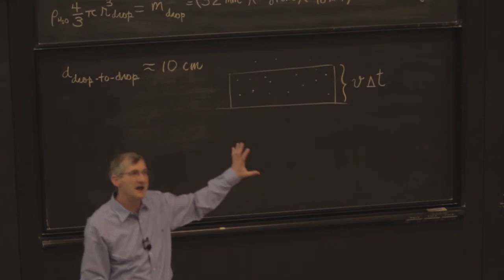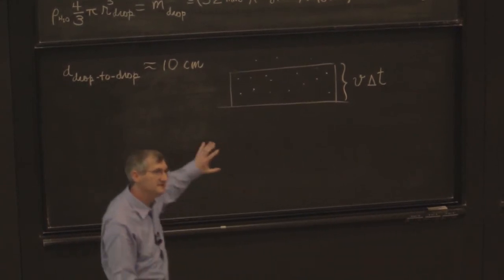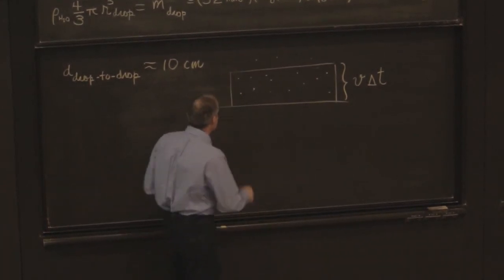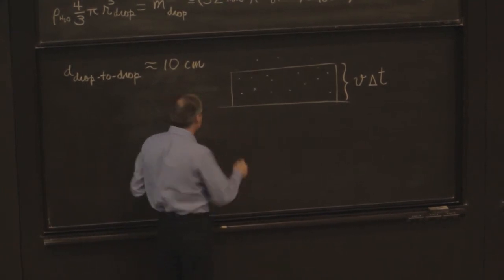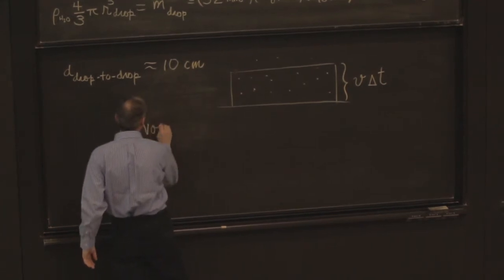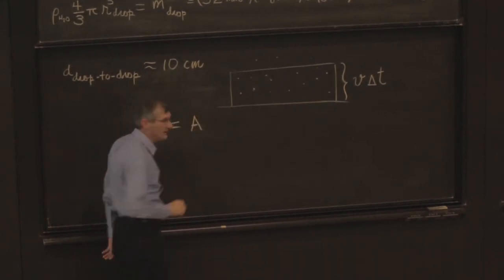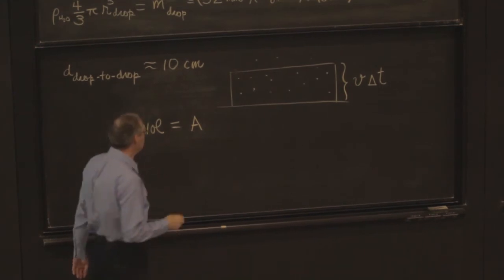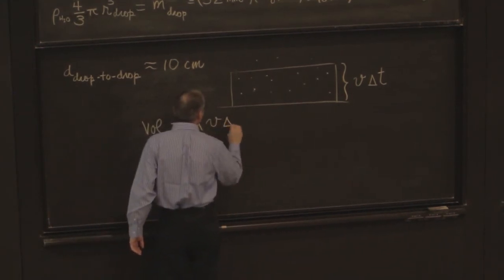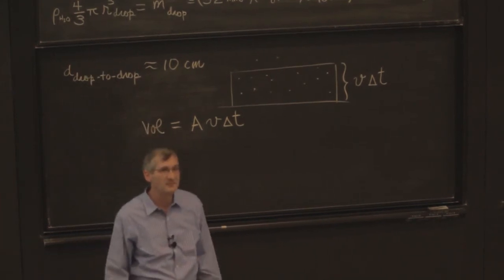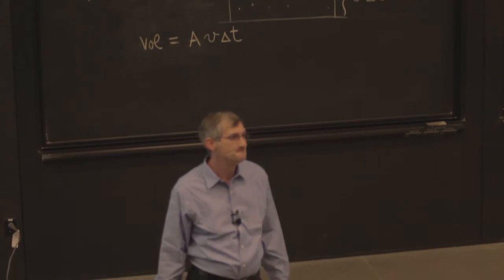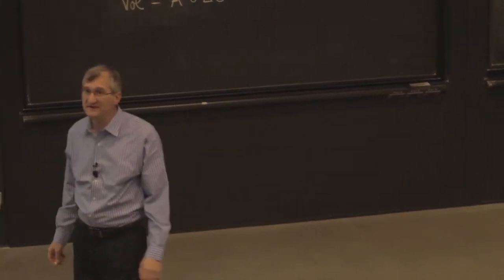So I need to add up the momentum of the drops in that box, which has maybe some cross-sectional area A on the ground. Okay, so the volume of the box would be whatever that area A is times v times delta t. But I need to know, apparently, the number of drops in there. How am I going to get that? So should I divide the volume by the volume per drop? What's the volume per drop?